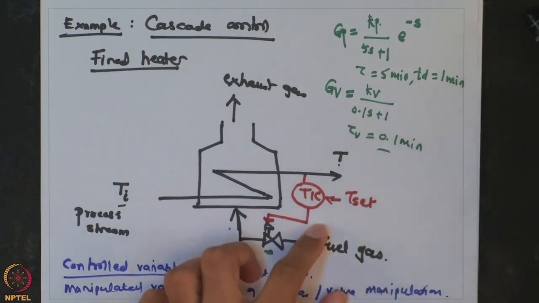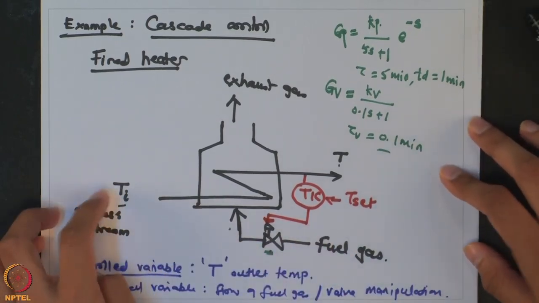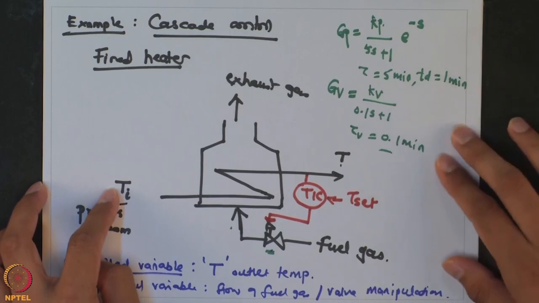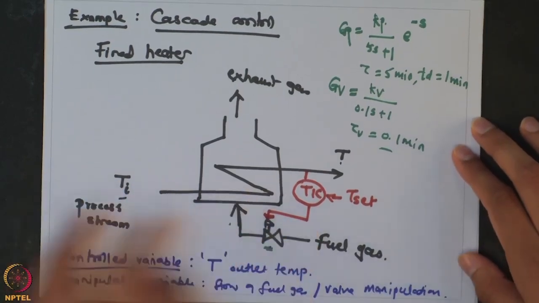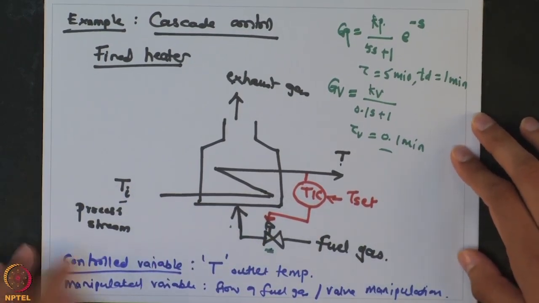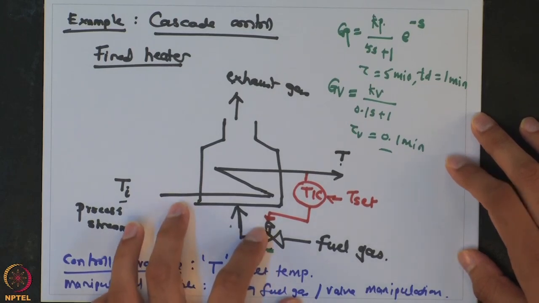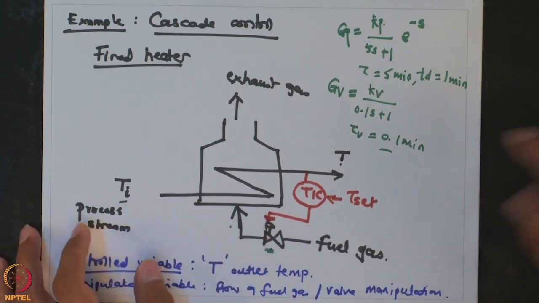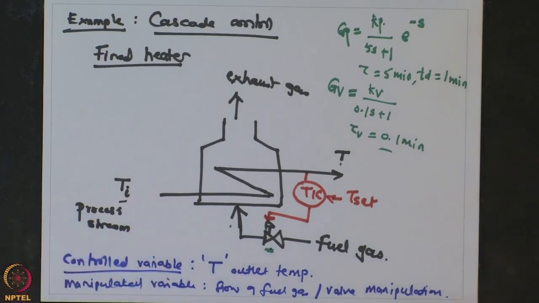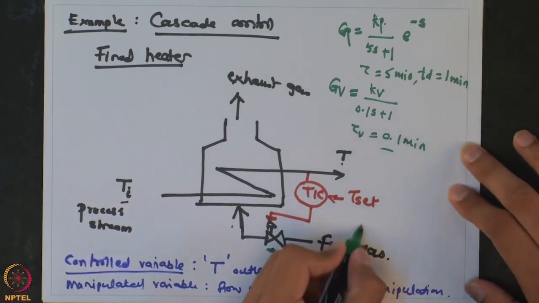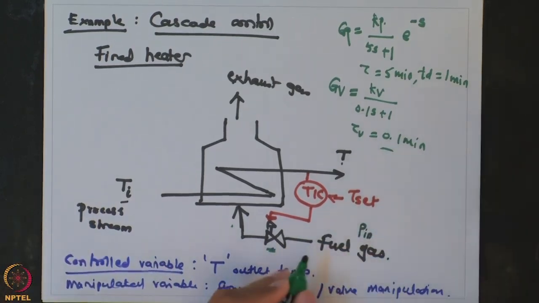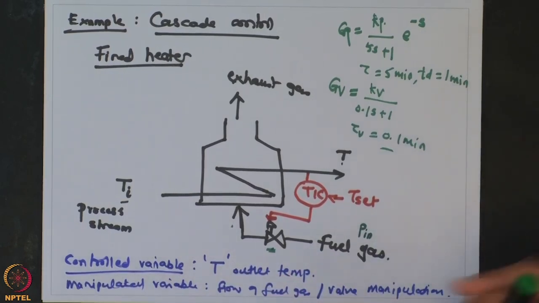So this controller will be able to reject any disturbances which are happening in the process stream inlet temperature. So accordingly it will increase or decrease the flow of fuel gas by opening or closing this valve. Now let us consider a different type of disturbance. Let us consider there is a disturbance in the inlet pressure of this fuel gas.